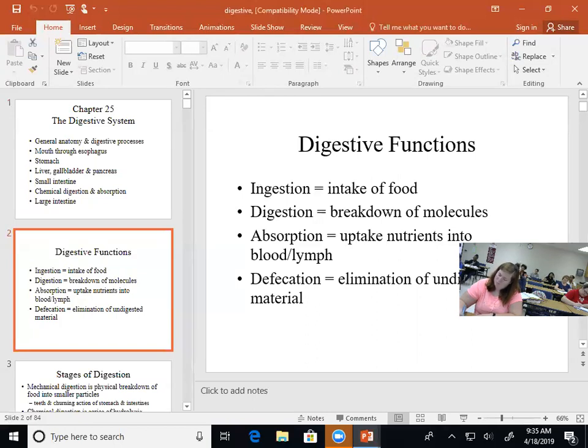So we can mechanically break down big pieces to smaller. And when you break pieces down to smaller, it gives more surface area for those pieces, right? And the more surface area you have, the more the chemicals that are in your saliva, and the chemicals that are going to be introduced from your stomach and your small intestines, can get to the surface to break it down. That's called chemical digestion. That also starts in the mouth. It begins in the mouth.